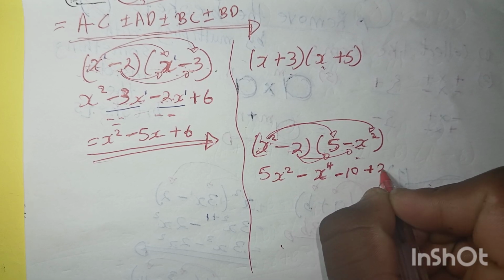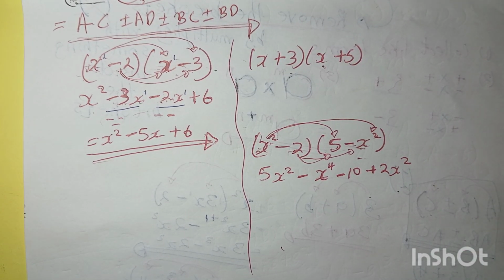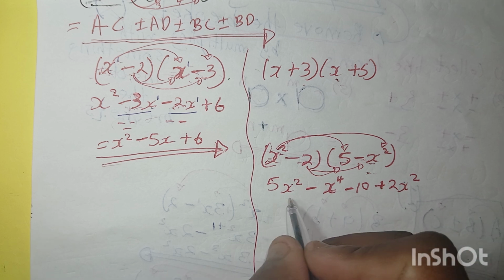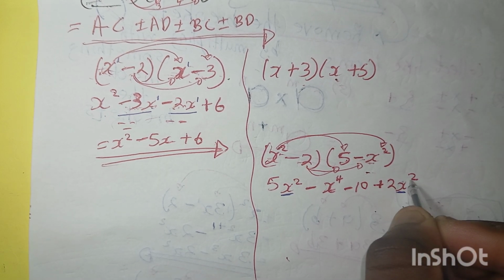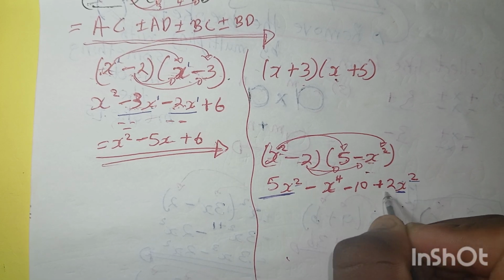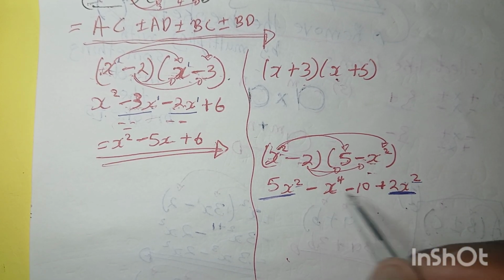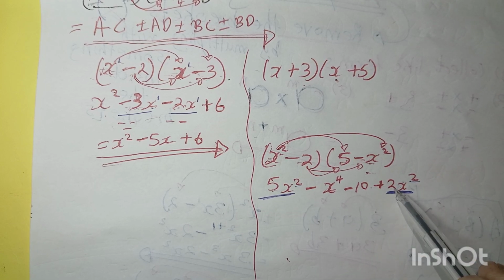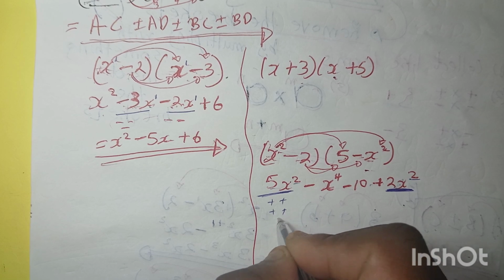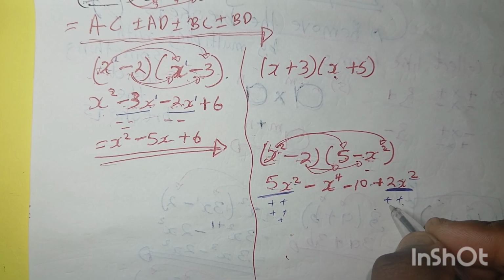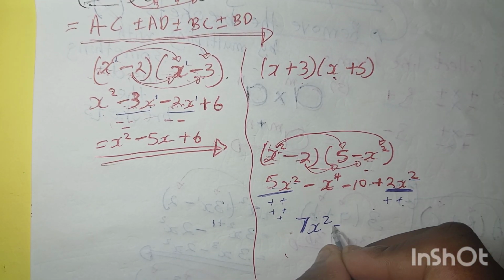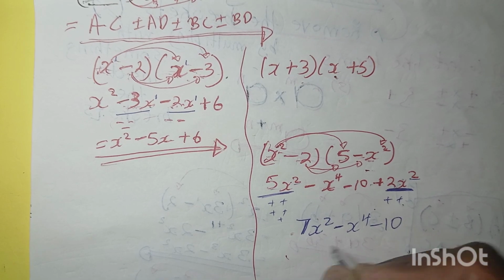It's positive 2x squared. So now I want you to check the like terms here. Remember, like terms, they should have the same base and the same exponent. So here they got the same base and they got the same exponent, meaning these two things are like terms. So to collect these like terms, it's 5 plus 2. Meaning up we got 5 positive and here we got 2 positive. And when they combine, they give us 7x squared. And these two things are not like terms. Up it's x to the 4 minus 10.